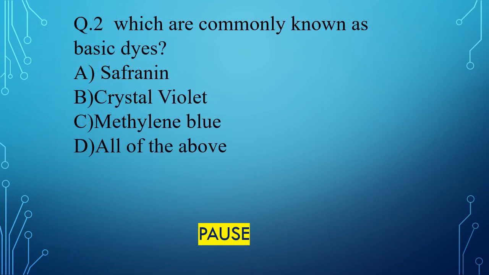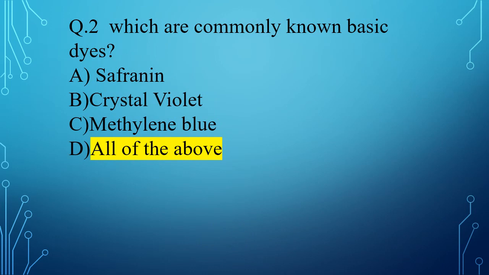Next question, which are commonly known as basic dyes? Options are safranin, crystal violet, methylene blue, option D all of the above. And the right answer is all of the above. That means safranin, crystal violet and methylene blue are known as basic dyes.